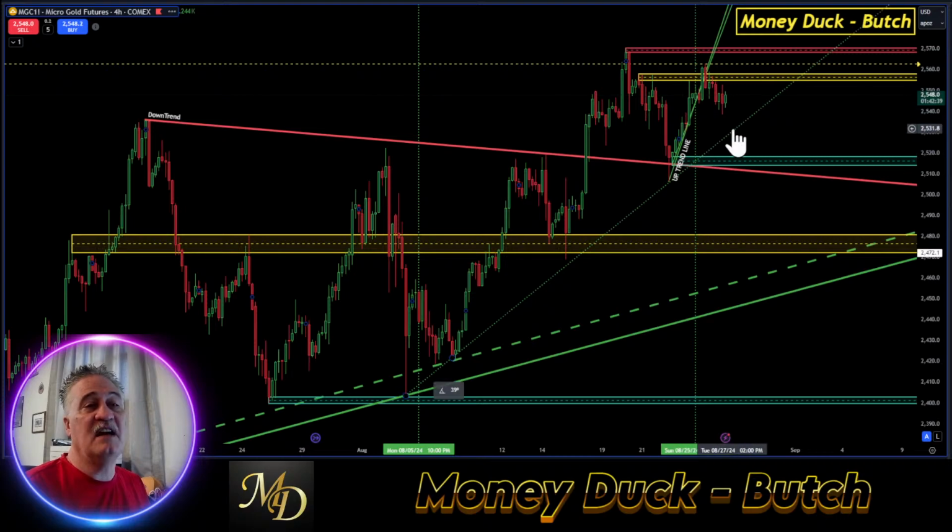So if it does pull down and pop through that trend line, it wouldn't surprise me if it pulls down to this zone and the back of that trend line. Okay, so we're ready for it. We have runners on for that.